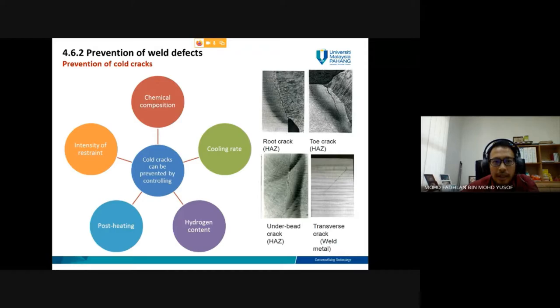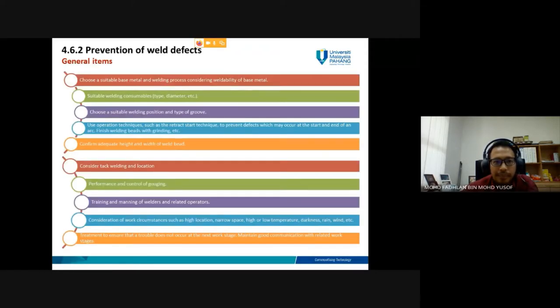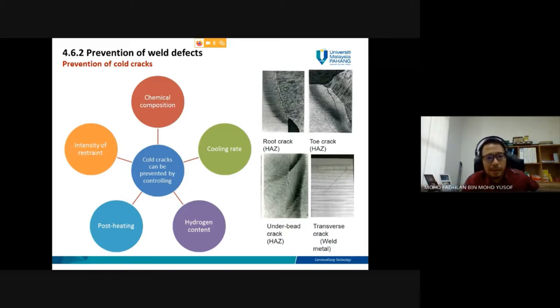And then this is an example of how we could prevent the cold crack. One of the weld defects that commonly occur during the welding process is a cold crack. Kalau kita tengok cold crack ni contoh dalam gambar ni, cold crack can be divided into root crack, toe crack, okay, under bead crack, transverse crack. Okay, yang ketiga-tiga ni banyak berlaku di heat affected zone lah, ataupun sempadan antara base metal dan juga fusion zone.